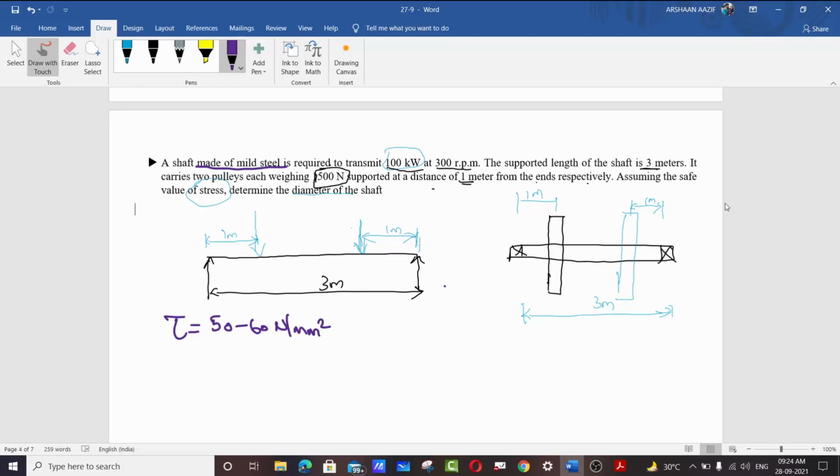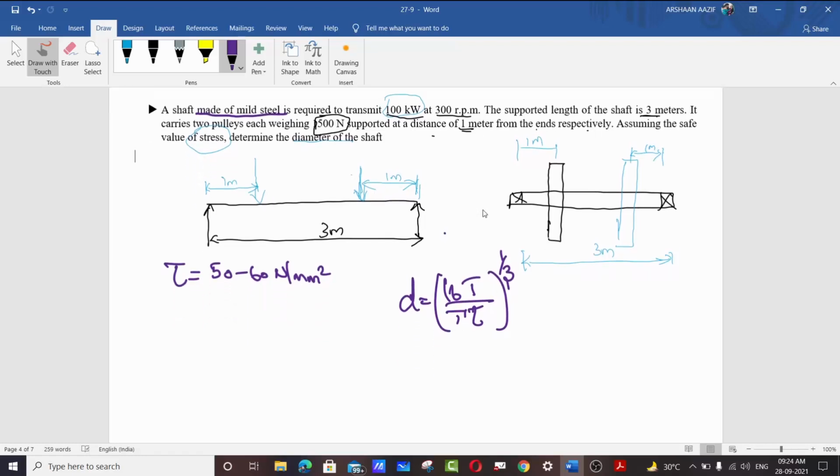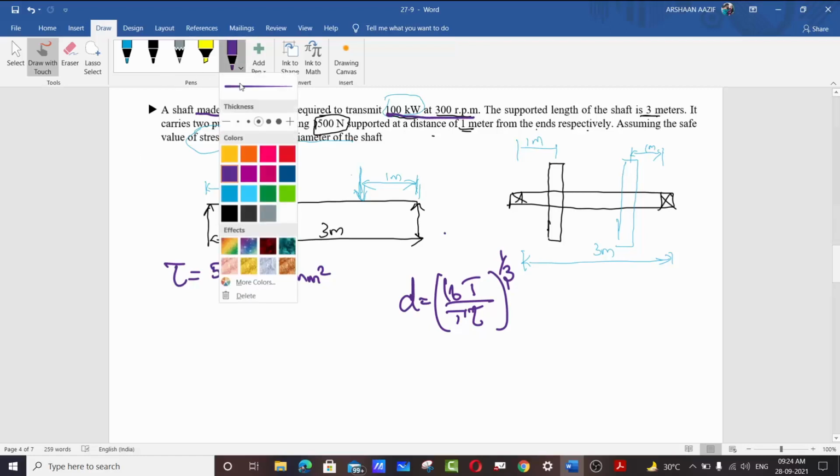Now we already know the formula, that is d equal to (16T by pi tau) the whole power 1 by 3. But the difference here is we have both bending and shearing, because we have the torque acting. From the power you can find the value of torque. We also have a bending load acting because of the weight.